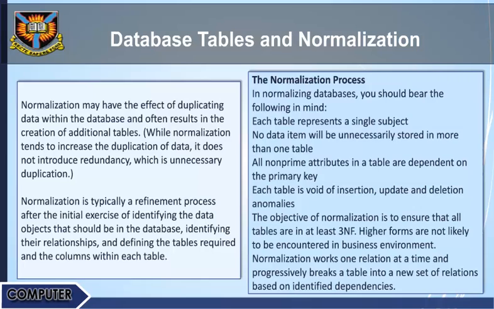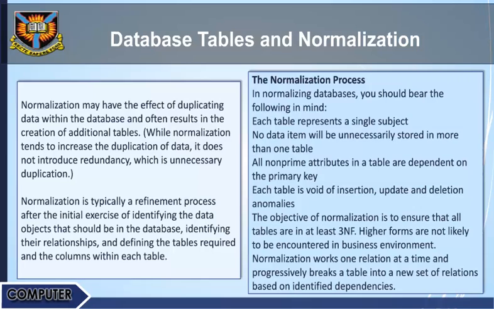The normalization process. In normalizing databases, you should bear the following in mind. Each table represents a single subject. No data item will be unnecessarily stored in more than one table. All non-prime attributes in a table are dependent on the primary key. Each table is void of insertion, update, and deletion anomalies. The objective of normalization is to ensure that all tables are in at least 3NF. Higher forms are not likely to be encountered in a business environment.